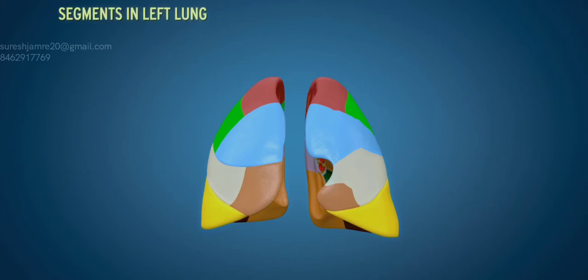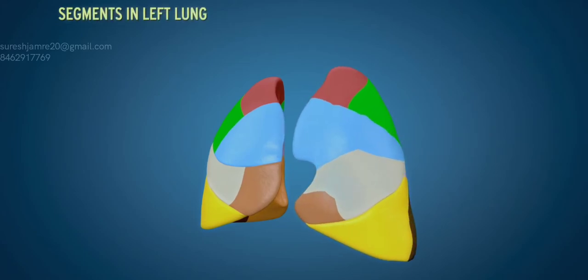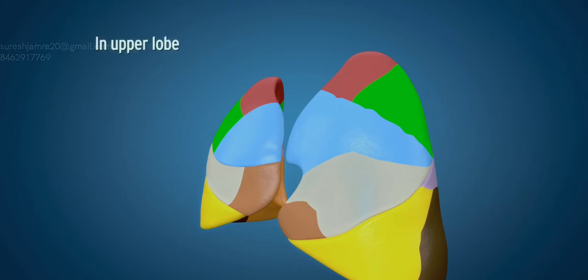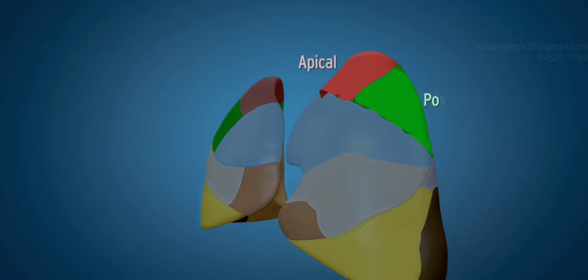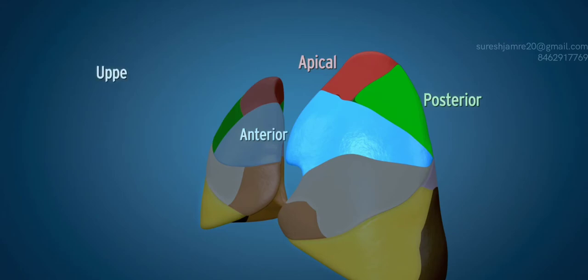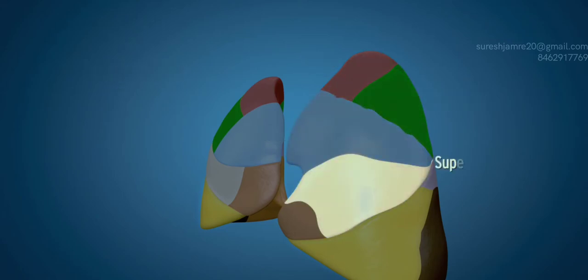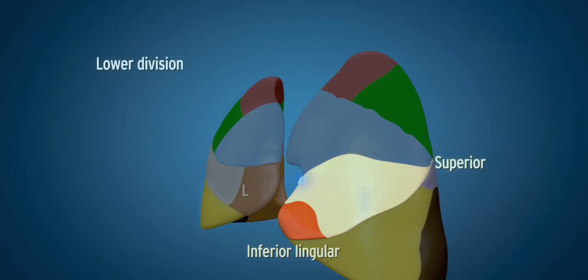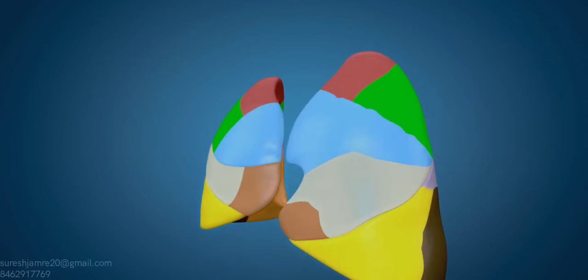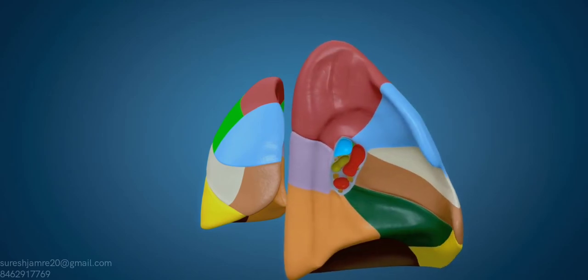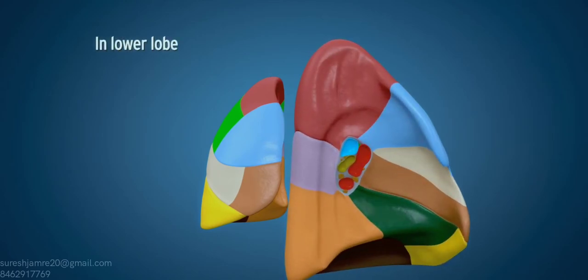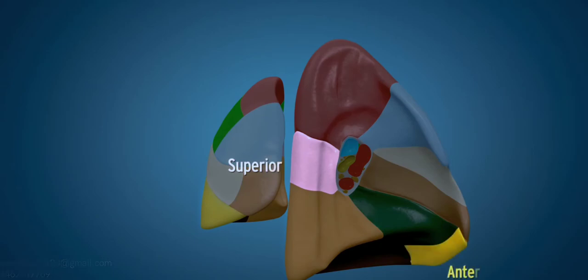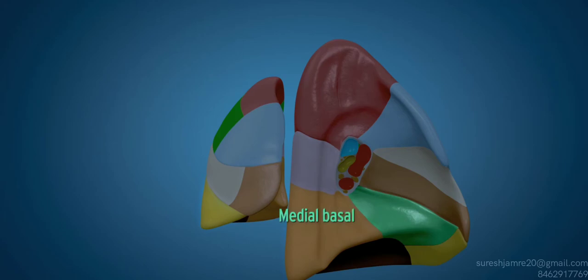Segments in left lung. In upper lobe, apical, posterior and anterior in upper division. Superior and inferior lingular in lower division, that is in the lingula. In lower lobe, superior, anterior basal, posterior basal, medial basal and lateral basal.